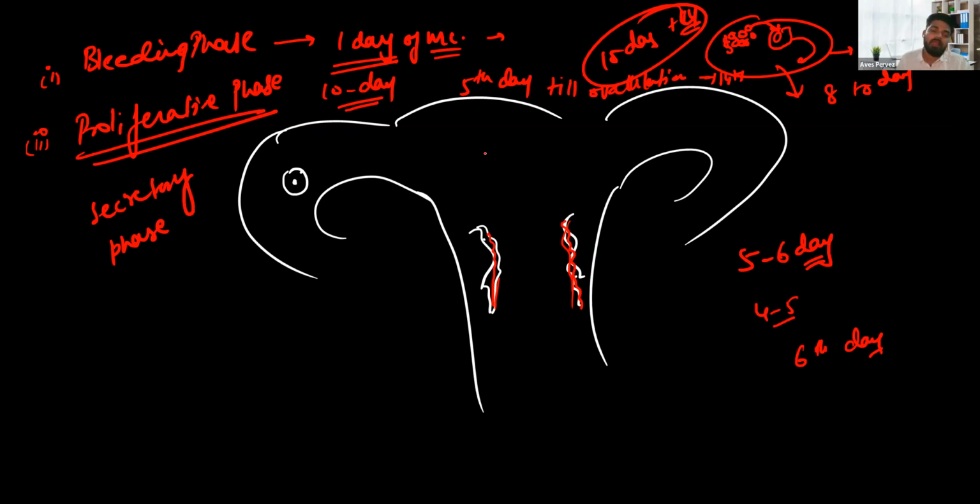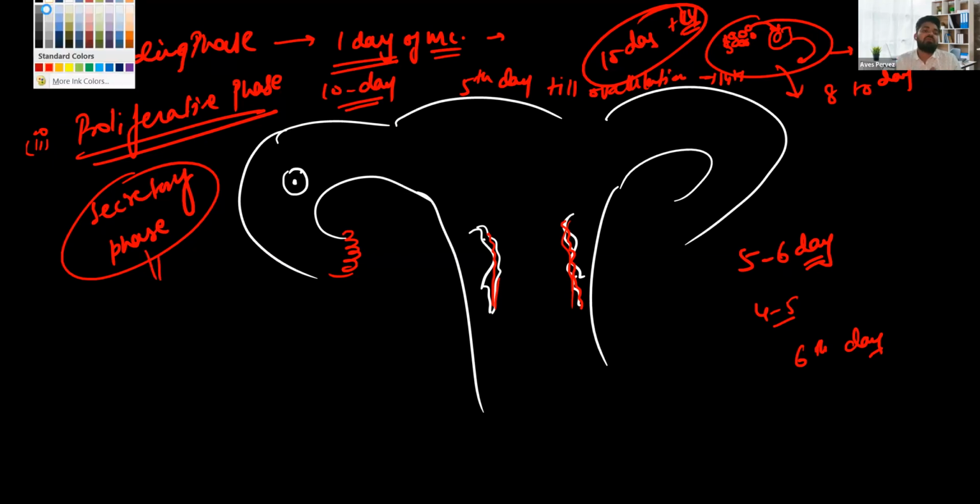Yes, sir. Now, after the ovum is released, it starts waiting for the sperm to come and fertilize it. Till then, the uterine wall prepares itself for the process of implantation. So in the secretory phase, the uterine wall prepares itself for implantation, because the ovum has been released after the proliferative phase, and the secretory phase starts.